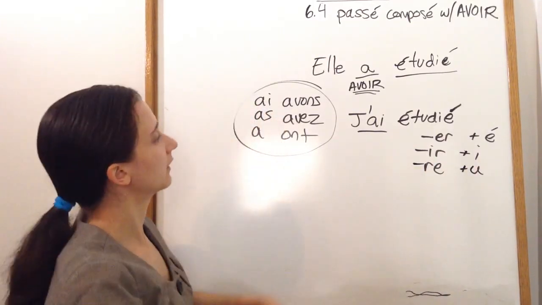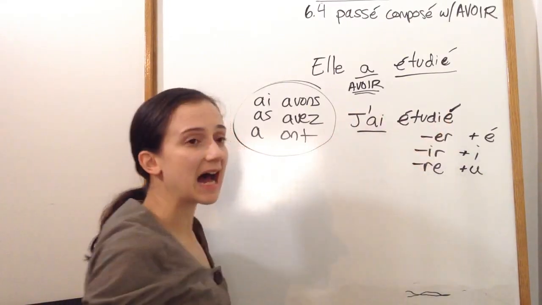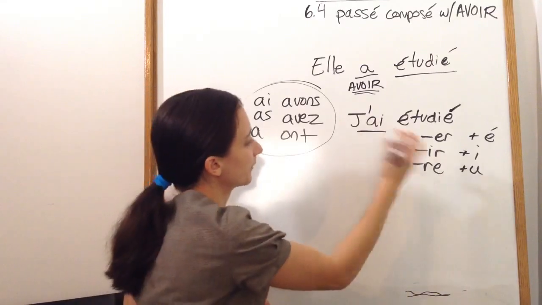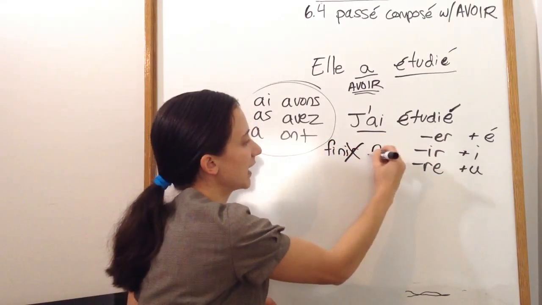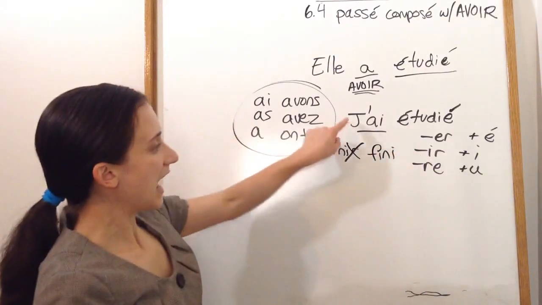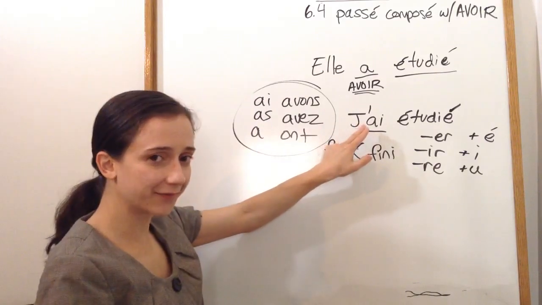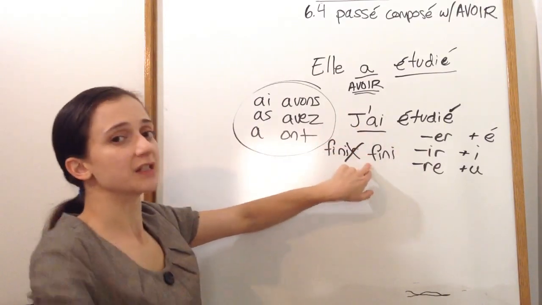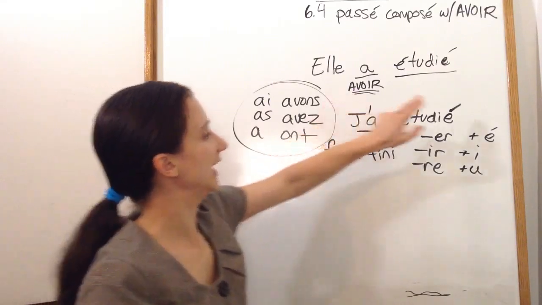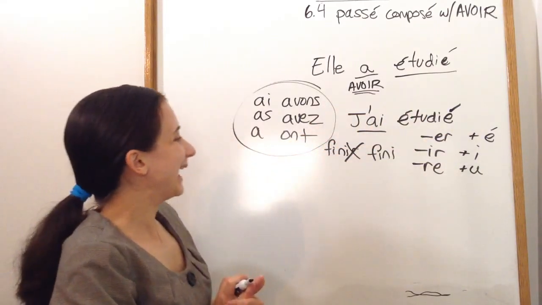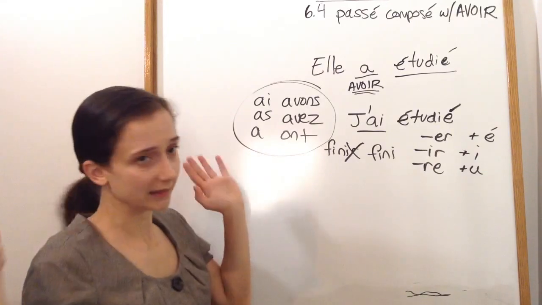So, let's say we have I studied. Let's say I finished. Like I finished my homework. Finir. Let's take off the IR and we have fini. I finished. Literally, I have, present tense, finished. Now it's in the past tense, just like English. I have finished. I have studied. I have listened.